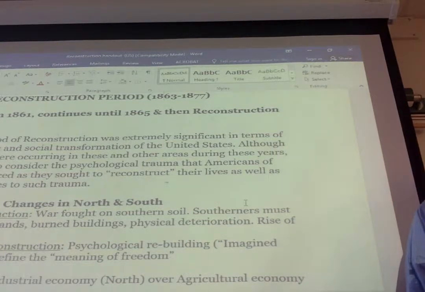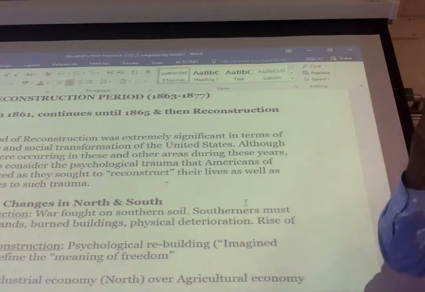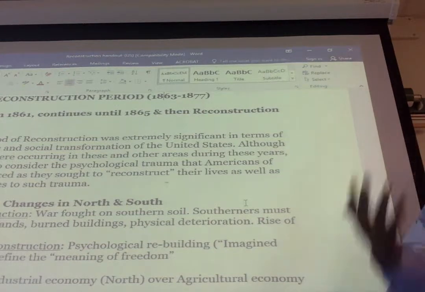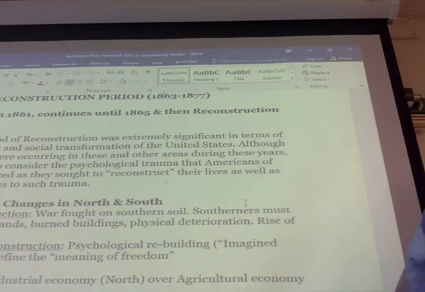Well, I'm going to argue that there are things happening that are going to foreshadow how the nation is going to have to put itself together again, how it's going to struggle to put itself together again. And that process begins even before the war is over.